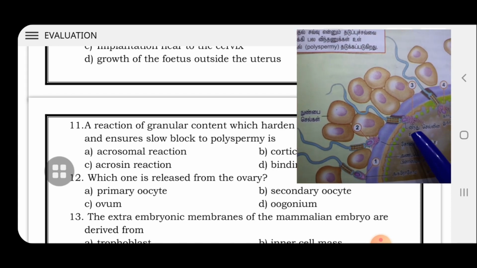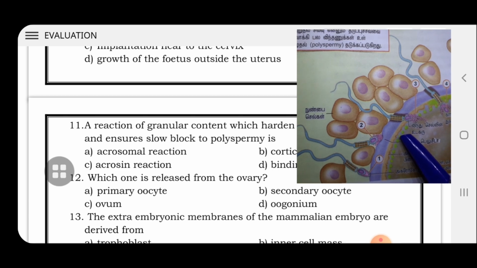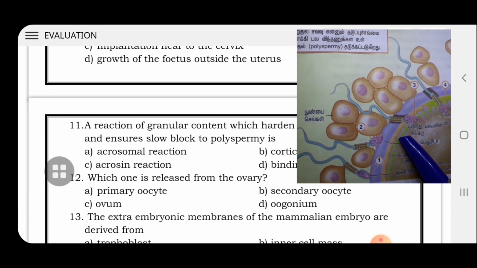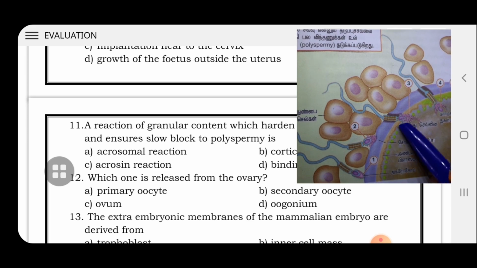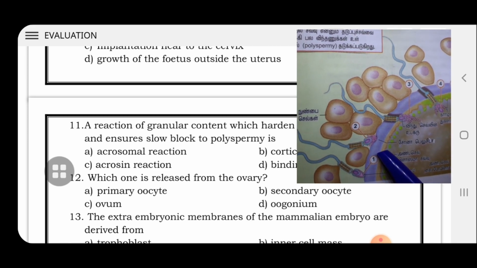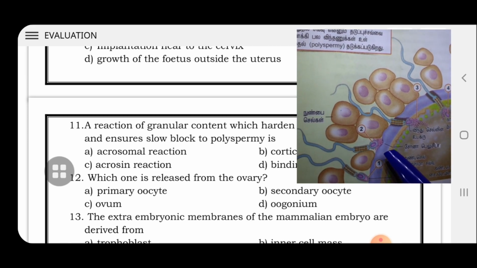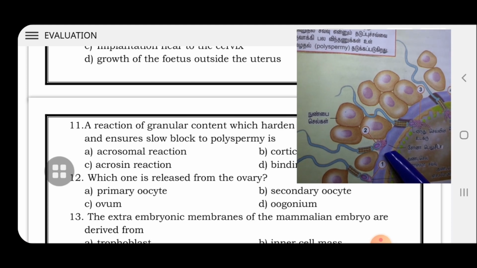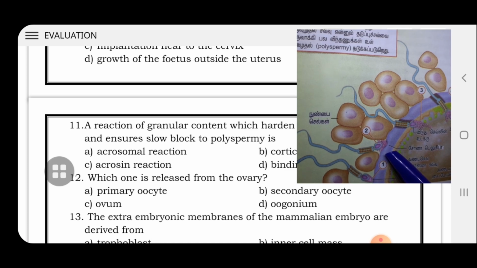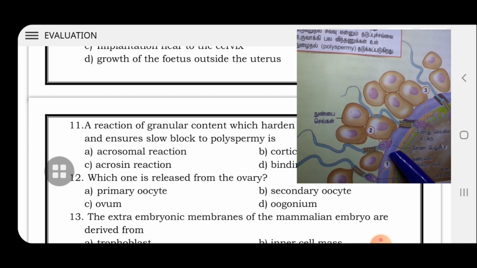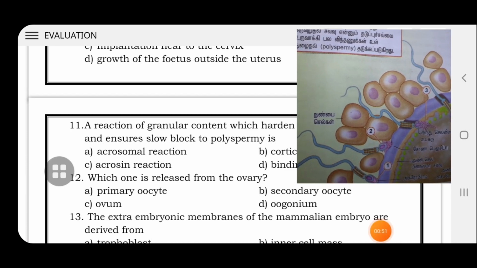So here, see this: cortical granules. When the sperm successfully enters the egg, immediately the cortical granules go up and form a tough membrane around the egg. This membrane is called the fertilization membrane, which helps to prevent further entry of spermatozoa, which helps to avoid polyspermy. So here cortical reaction is the correct answer.